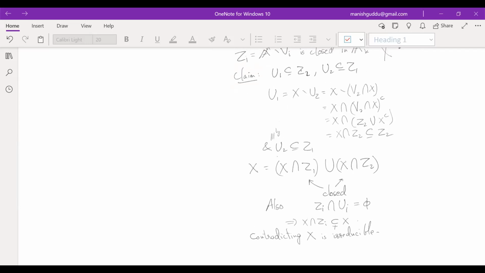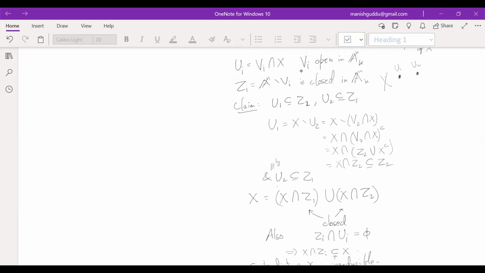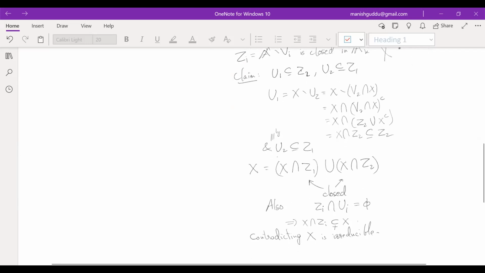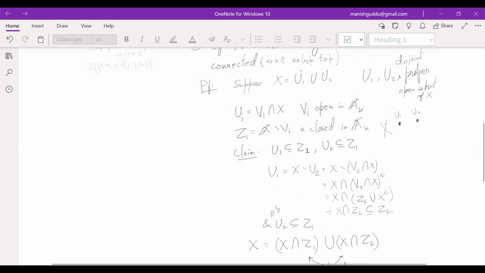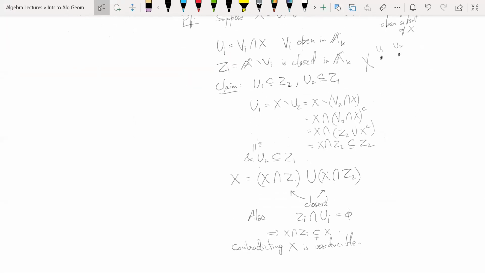But Zi intersection Ui is empty, right? Because Zi is contained in the complement of Ui. So that tells you that X intersection Zi is properly contained in X. So that completes the proof that X is irreducible. Okay, makes sense, everyone? I hope it's clear.